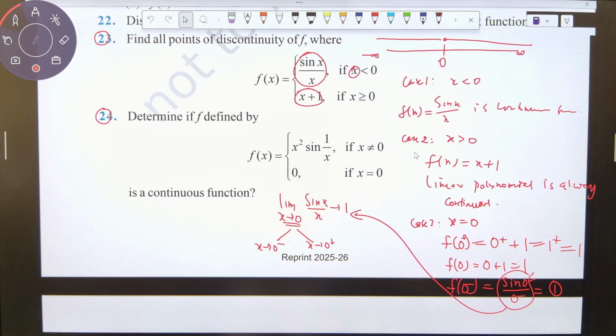Now tell me question number 24. Let's see who will do question 24. Do it.